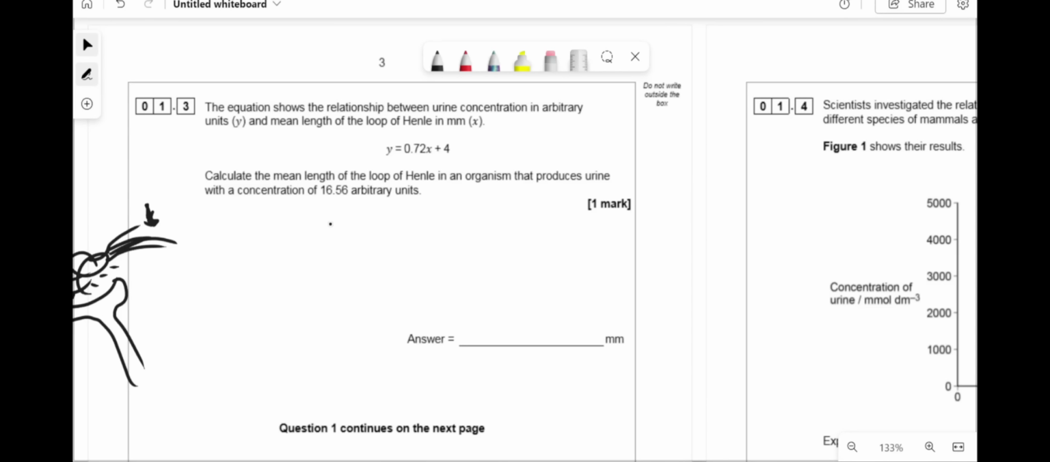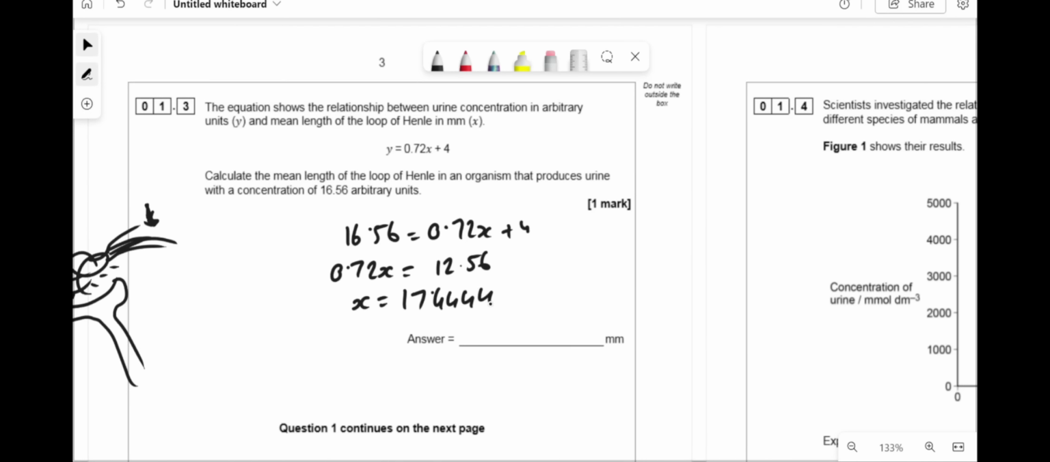So it says that 16.56 equals 0.72x plus 4. Take away 4 from both sides, so 0.72x equals 12.56. Divide 12.56 by 0.72, which gives you 17.44444, so 17.4 millimeters.